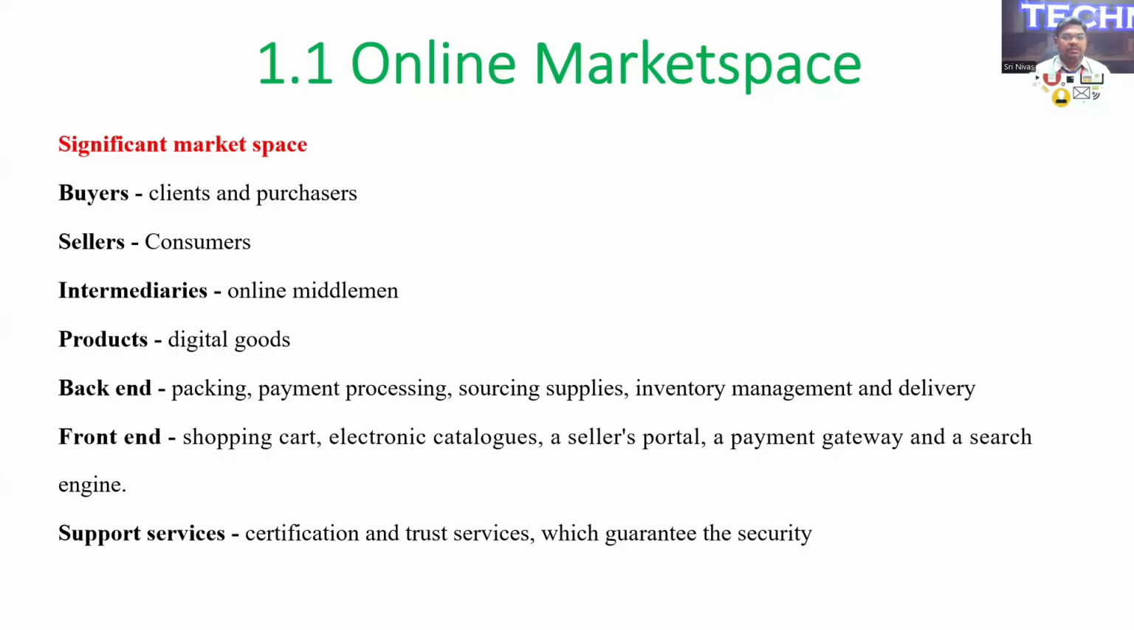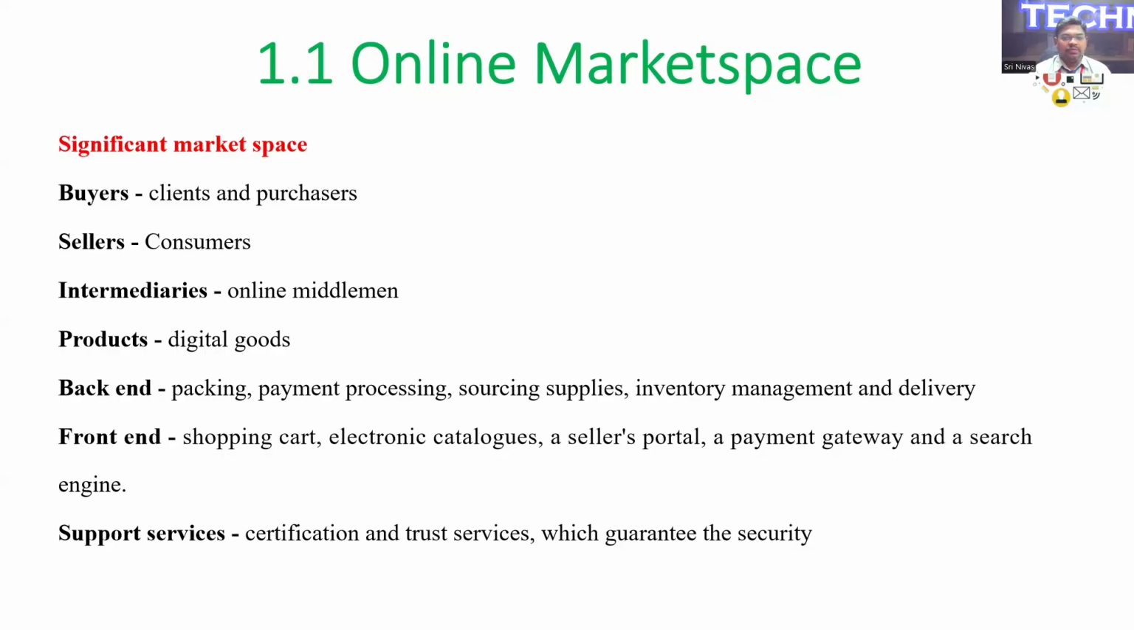So after purchasing, you are purchasing the corresponding digital goods, and you can receive them through some couriers or like that. And then the backend. What is the backend processing while we are purchasing a product online? Packing, payment processing, sourcing suppliers, inventory management, and delivery. So these are the backend processes while we are purchasing online.